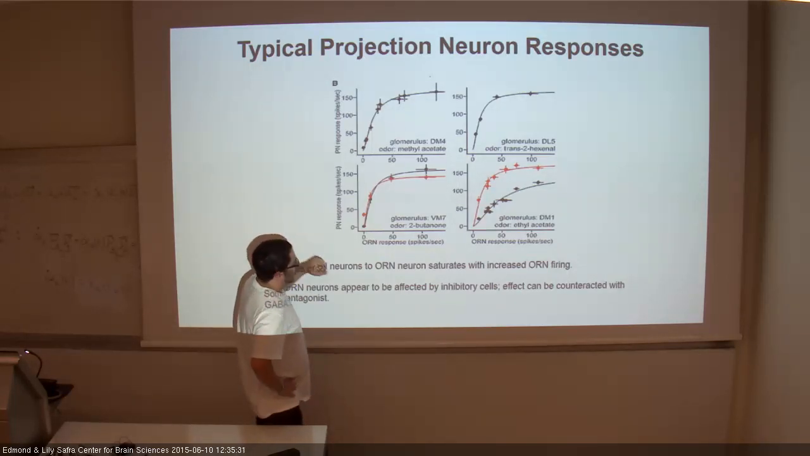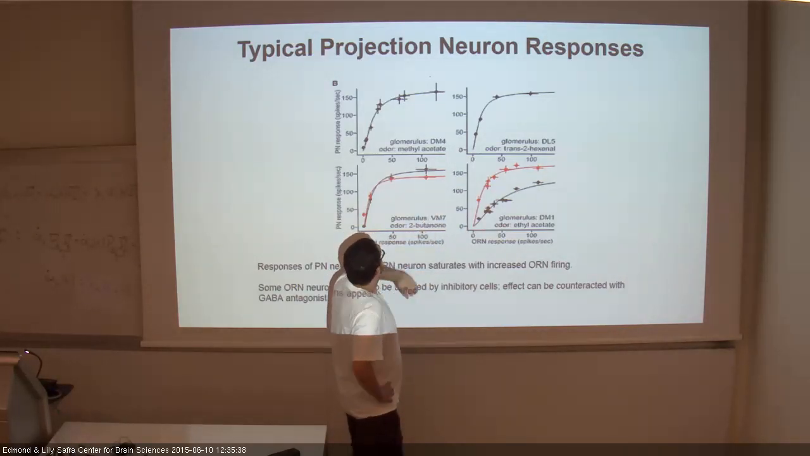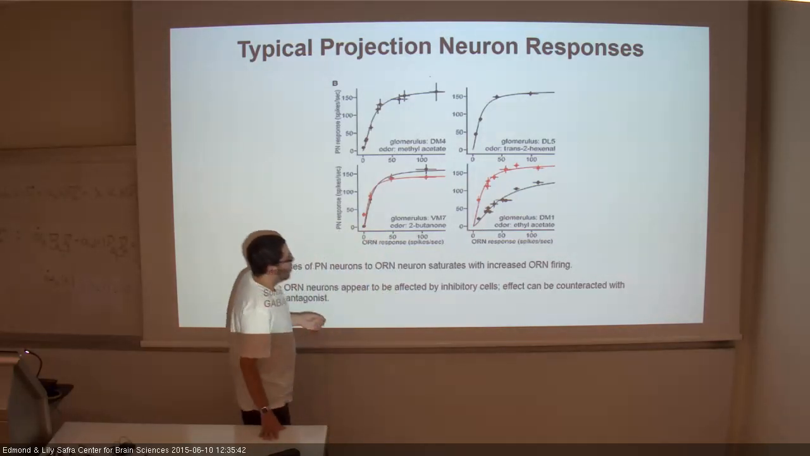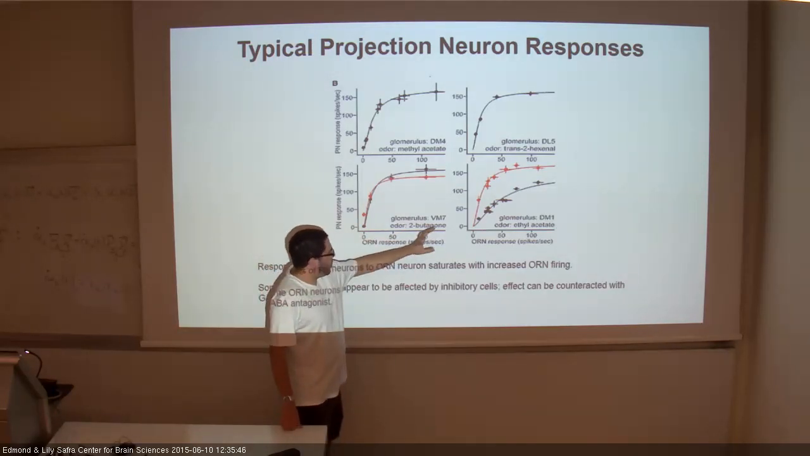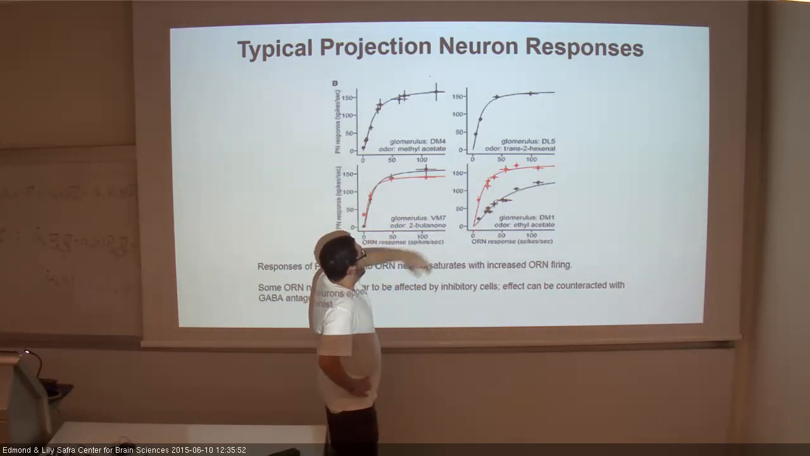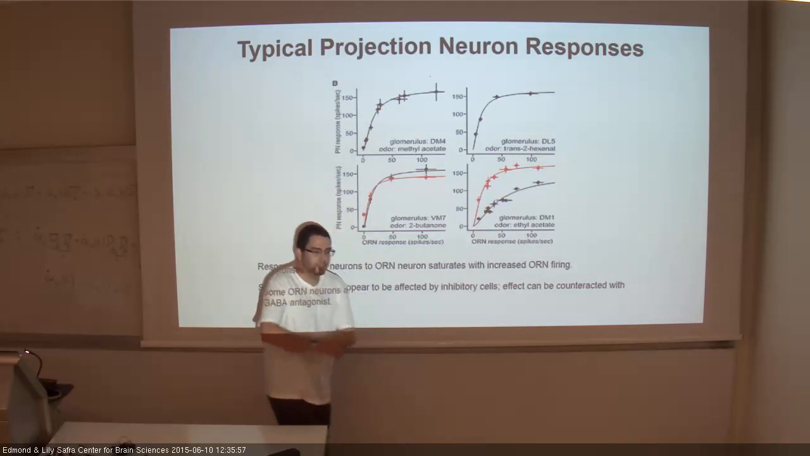What you see in this graph here, this case was a little bit strange. They found that the maximum firing rate was lower than the others, so what they did is they applied a GABA antagonist, and they found that this projection neuron was being suppressed. And when you apply the GABA antagonist, you have an increase back to the normal firing rate of all the other neurons. Yes?